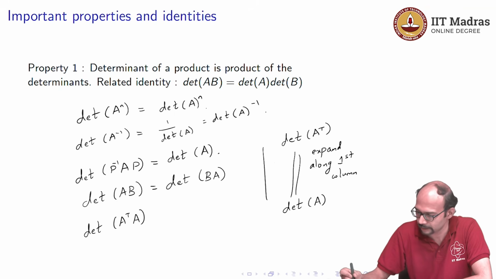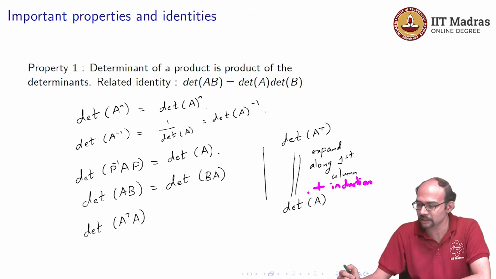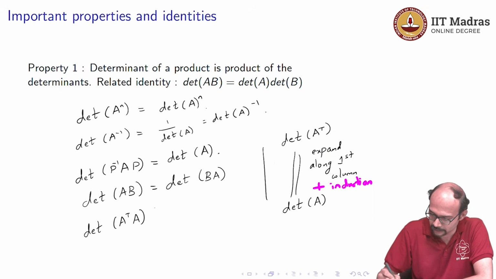So along with this, I should use what I'll call induction, namely: assume that this formula is correct for n minus 1 by n minus 1 matrices, that the transpose of a matrix has the same determinant. Then expand along the first column, and in the minors, remember, they are determinants of n minus 1 by n minus 1 matrices. So think of those as transpose of something, and you will see that you can equate these two expressions. Okay, so once we know this, determinant of A transpose is determinant of A.